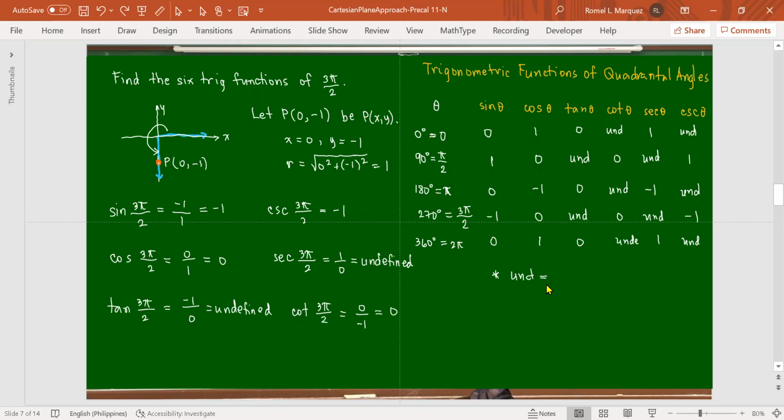Undefined means undefined. Okay, do not use infinity. A question, guys?